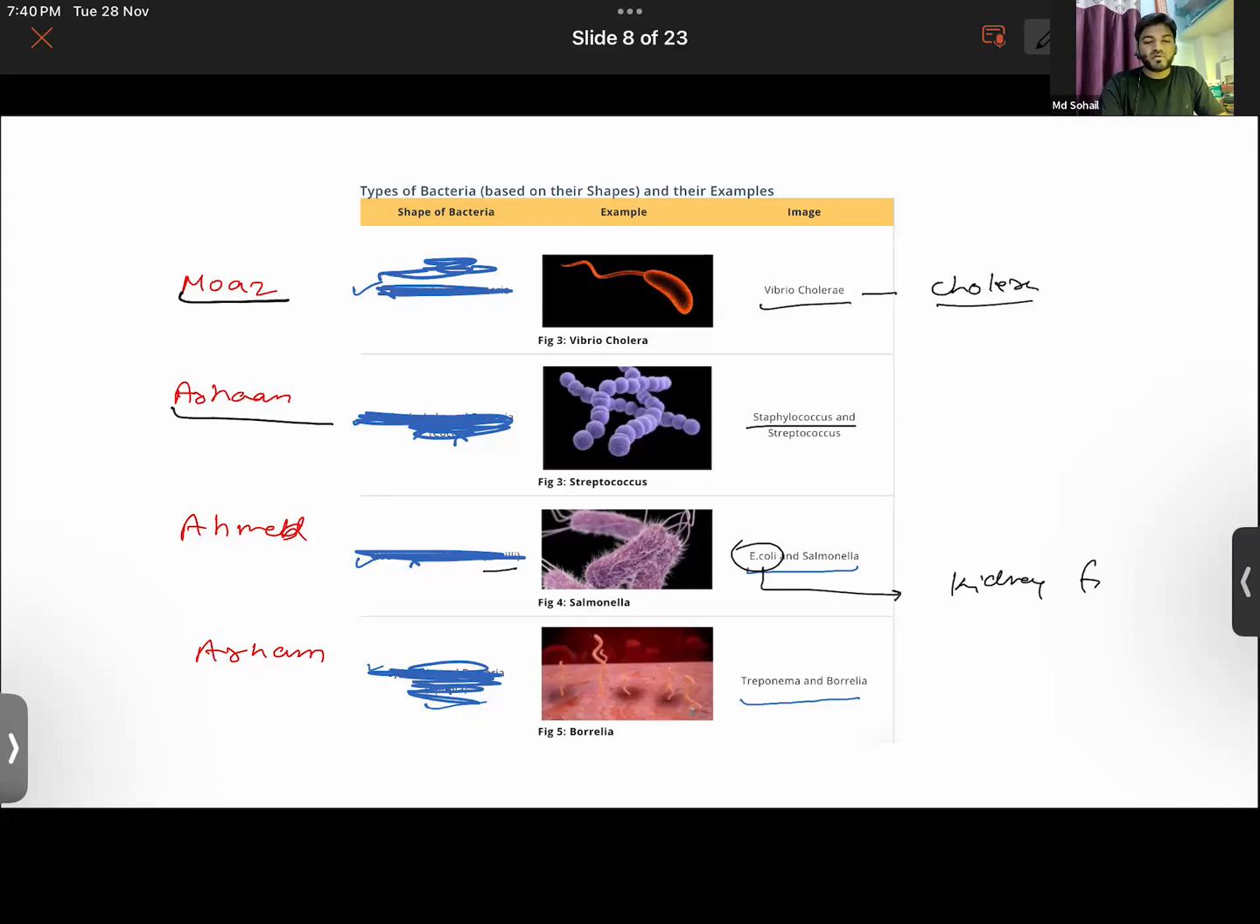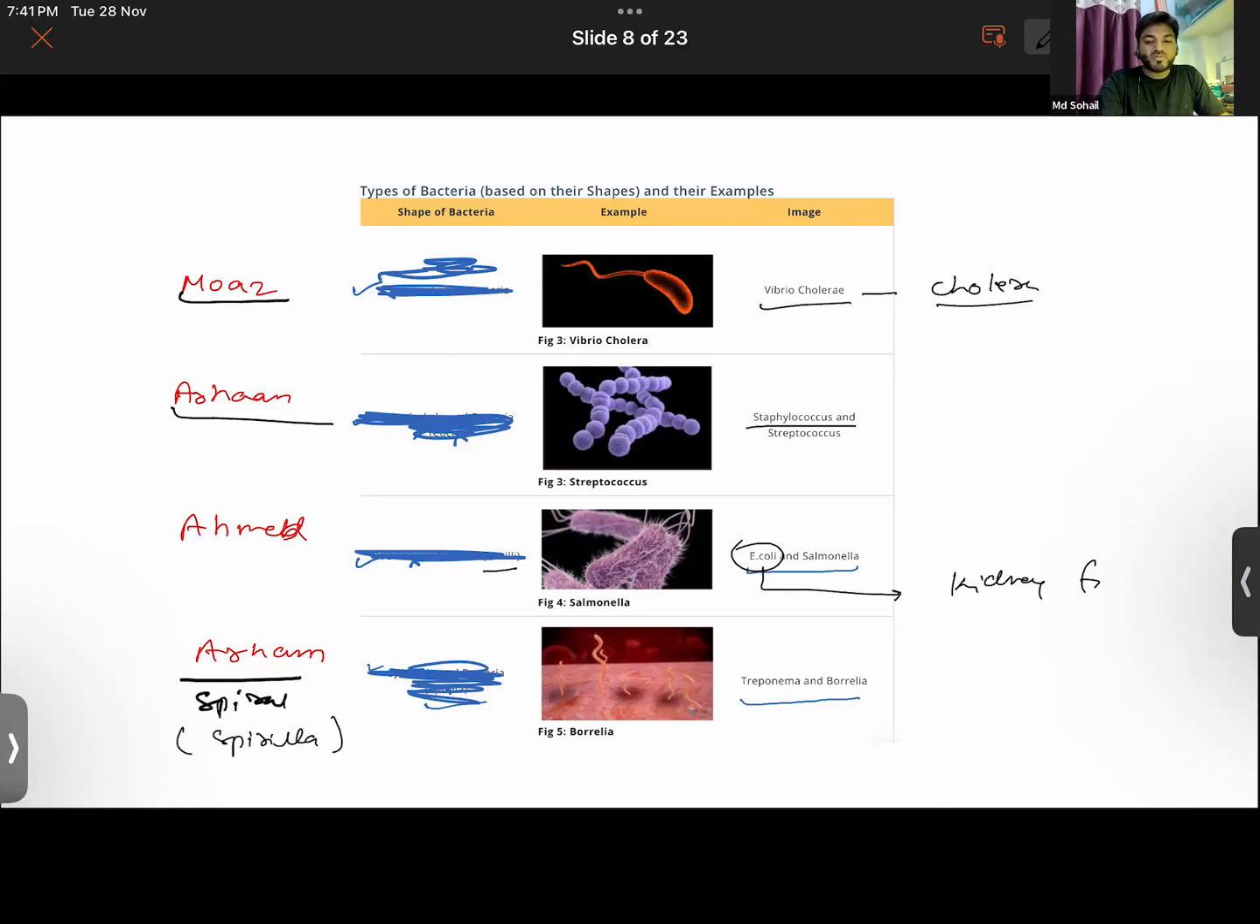I told you there are different shapes, like comma shape, rod shape. Mine is spirala. Spirala. You are the last one. That is correct. Good. It is spiral shape. Spiral or spirala.